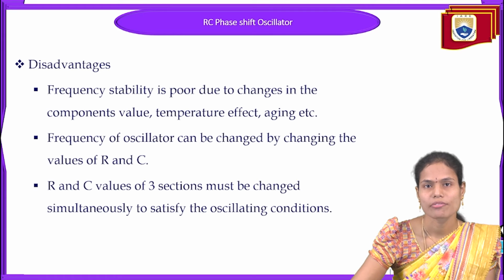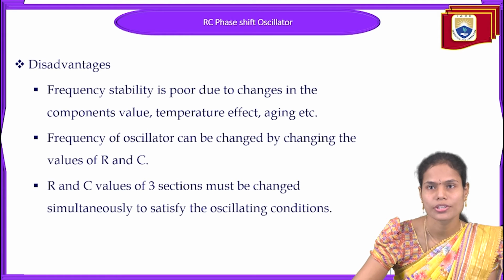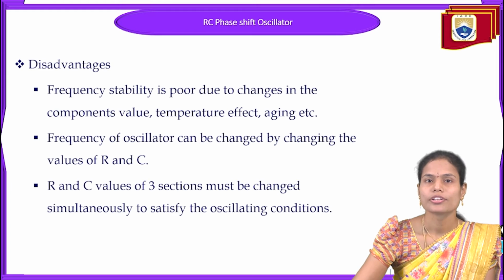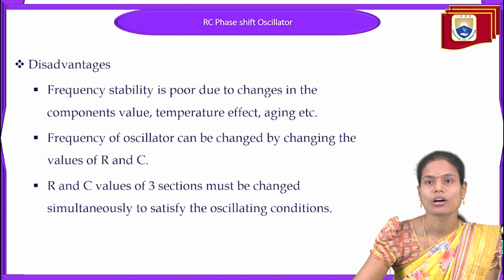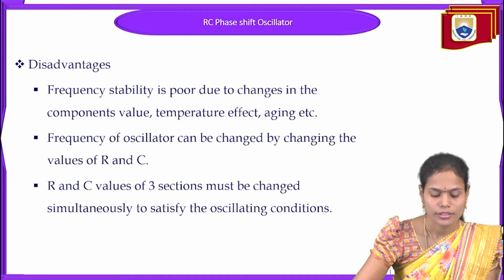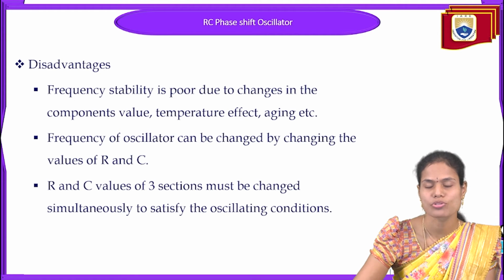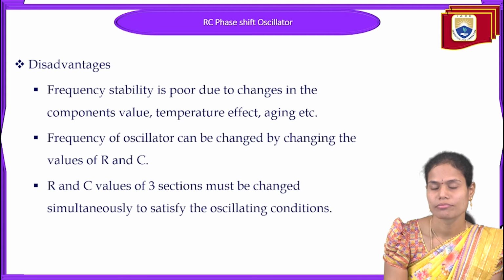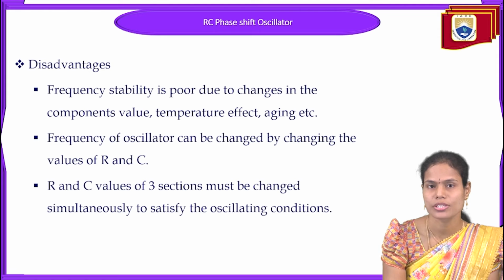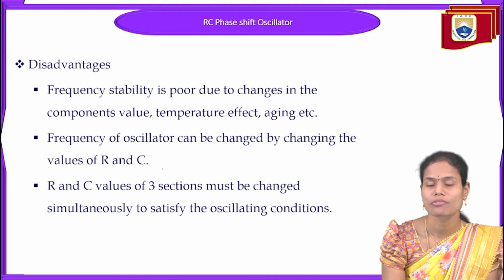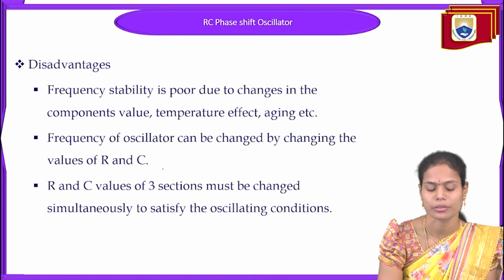So while coming to the disadvantages, here the frequency stability is poor. That is due to the changes in the component values, or due to the temperature effect, or due to the age factor. The frequency stability is varying here. And the frequency of oscillations can always be changed by changing the values of resistors as well as capacitors. So here we are fixing one equation for frequency of oscillation, but if we change the value of the R and C elements, the frequency of oscillation value will also vary here.